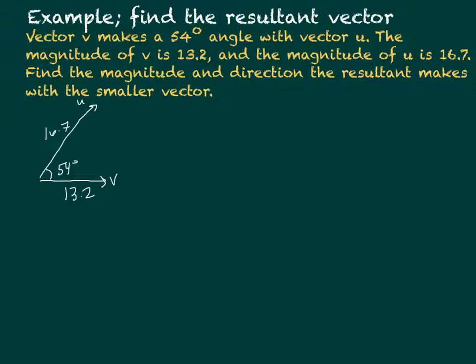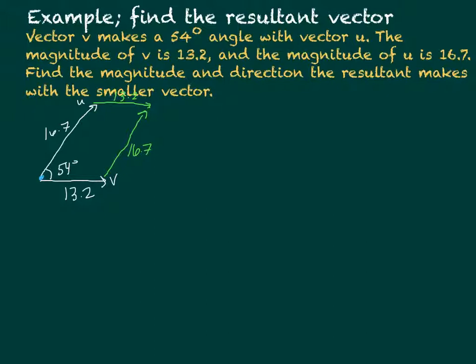Okay, so now the first thing I'm going to want to do is actually, in this case, use the parallelogram method, because what I want to do is find the vector when I put them together and I start at this point right here. So what I'm going to do is draw a new vector, basically just add this vector to your 13.2, add v plus u, and then again add v plus u over here. So make a parallelogram, so we know that this will be 13.2 and this will be 16.7. And now we have a parallelogram.